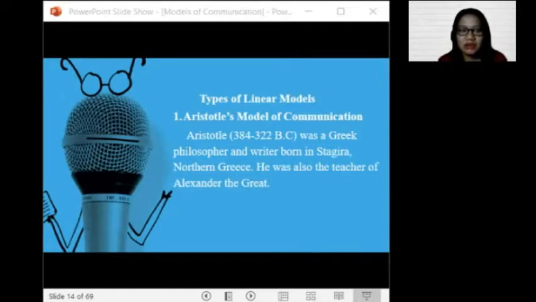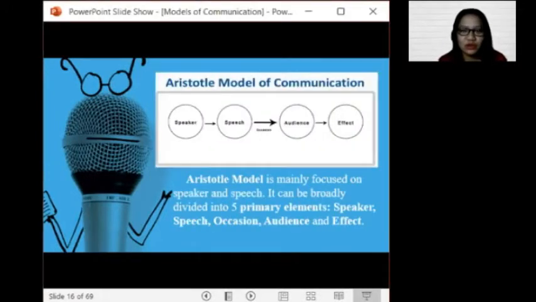In Aristotle's model of communication, the speaker plays a very important role in public speaking, which is to influence or persuade the audience. He or she must prepare the speech and analyze the audience before speaking to them. Now we're going to identify the different elements of Aristotle's model of communication. The first is the speaker. The second is the speech. The third is the occasion. The fourth is the audience. And the fifth is the effect. Let's try to give a real-life example for this one.